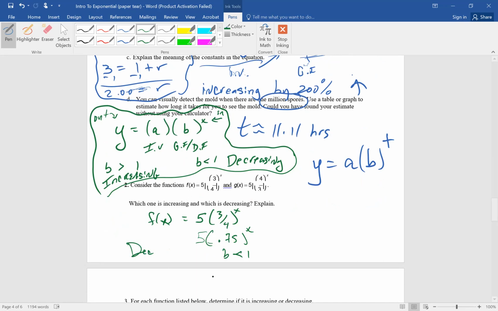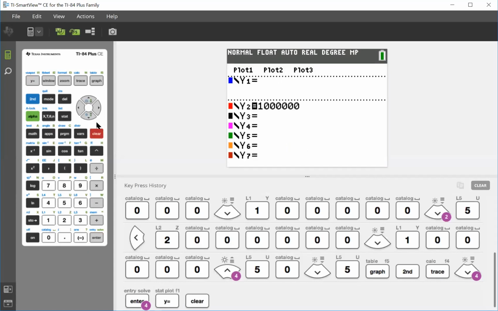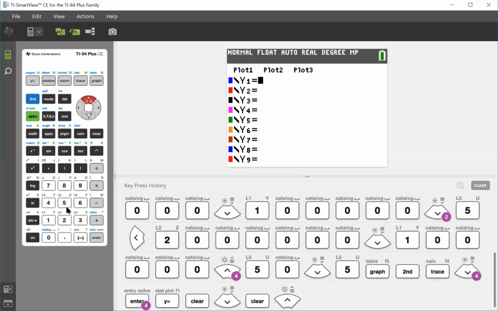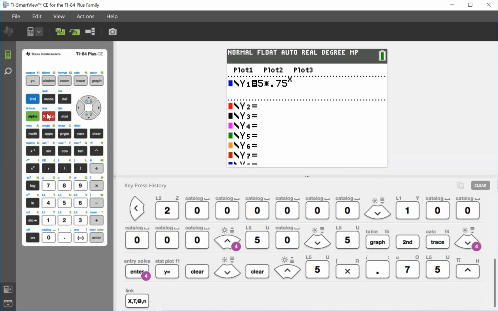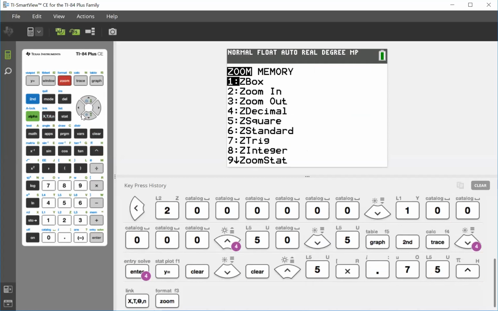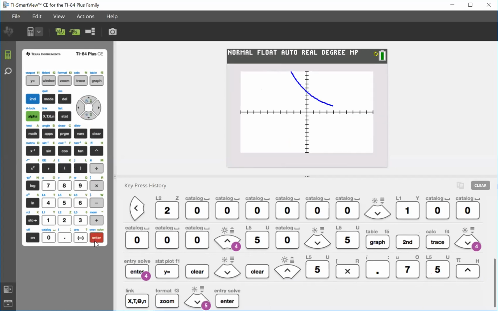I won't, just for time's sake, but if you went back to a calculator, and again, that's problems from the last example, if you did 5 times 0.75 to the x power in a standard viewing window, in other words, 6 by 6, that's what a decreasing function looks like. Now remember, a decreasing function, since we've not really talked too much about it quite yet, is going to have a horizontal asymptote. Again, it's written like this.